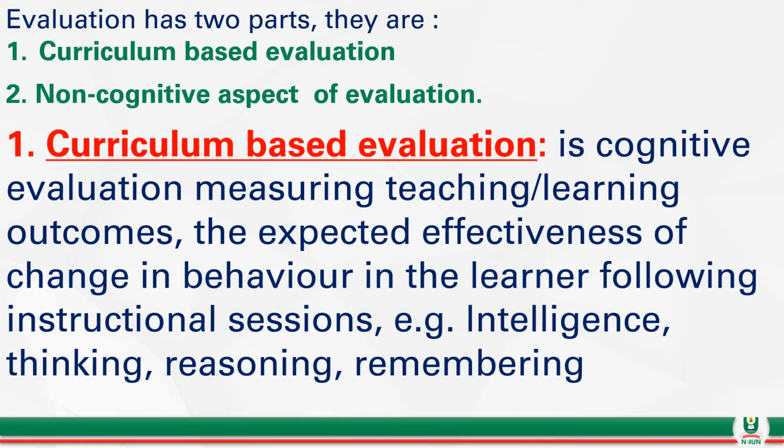Evaluation has two parts. The two parts are the curriculum-based evaluation and the non-cognitive aspect of evaluation. Another name for curriculum-based evaluation is cognitive-based evaluation. When we talk of curriculum-based evaluation, it talks about cognitive evaluation, measuring teaching and learning outcome through the cognitive process. The expected effectiveness of change in behavior of the learner following instructional sessions.